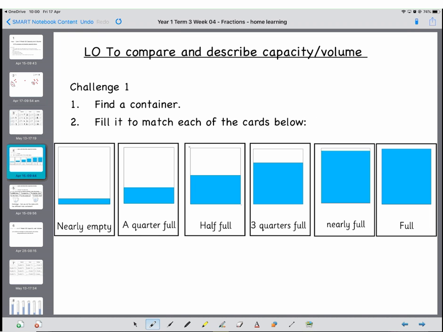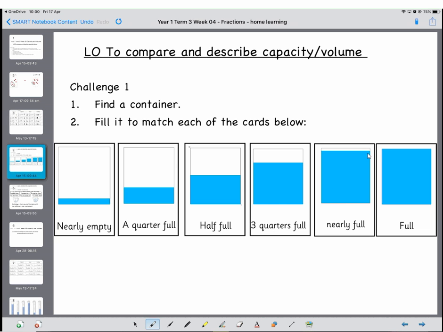Okay, grown-ups, you may want to do this outside, but what we're looking for is you to use one container at a time and get your child to fill it to match these. So nearly empty is basically below a quarter full. A quarter full is 1/4 of a container. Half full obviously is 50-50. 3/4 full, it's the opposite of quarter full. You've got a half and then a quarter again.